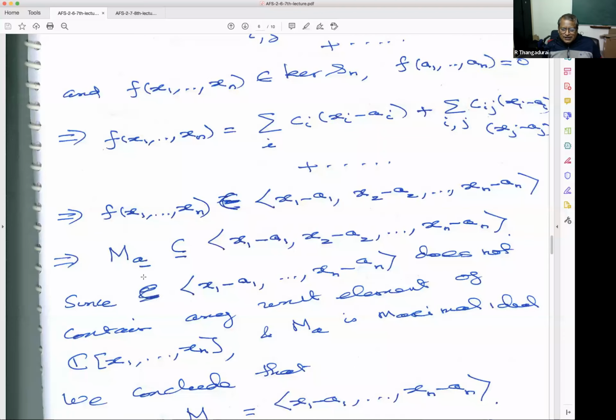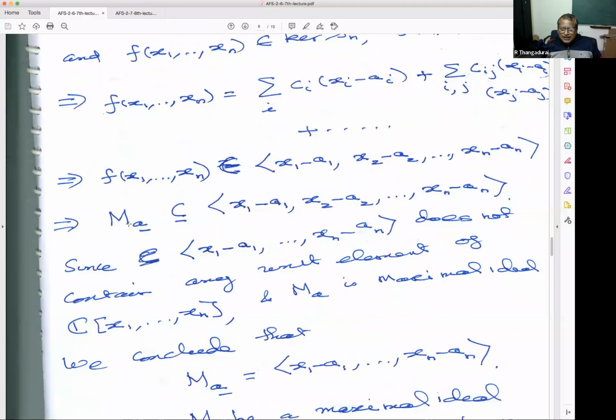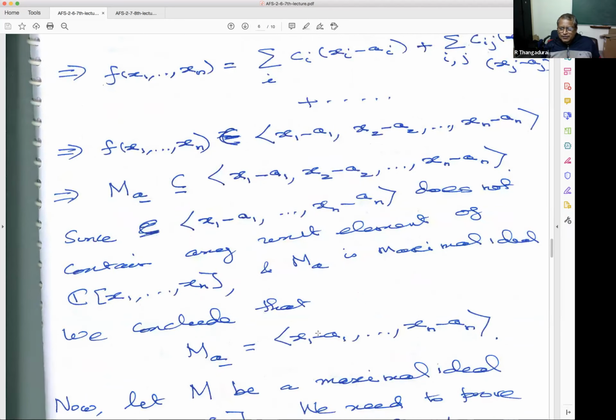Since M_a is already a maximal ideal, either this is equal to this, or the ideal generated by the xi minus ai should be the whole ring. If it is the whole ring, then it should contain the unit element, which is not possible here. The unit element cannot lie here. The same argument we have used before also. Therefore, M_a has to be equal to the ideal generated by the xi minus ai's.